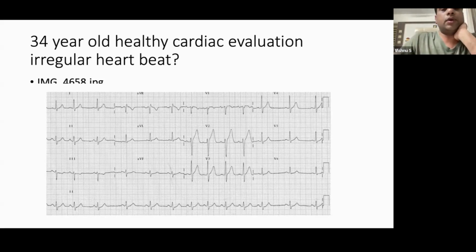What is sinus arrhythmia? How does it occur? Sinus arrhythmia is usually respirophasic. With inspiration, heart rate goes up. With expiration, heart rate slows down.